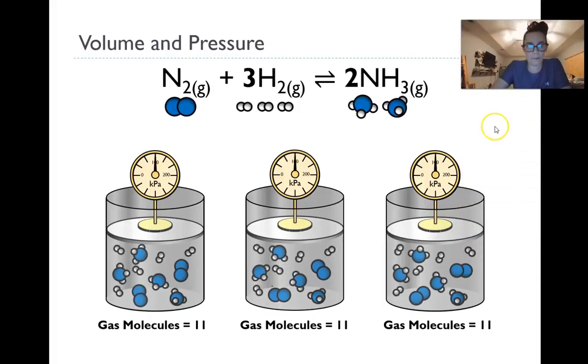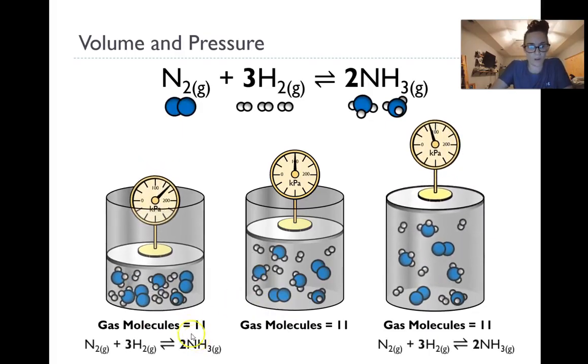So let's look at an example of the Haber process. We have 3 containers here, and you can see that they are all at the same pressure, 100 kilopascals, and they all have the same amount of gas molecules. They have 11 gas molecules total. So let's increase the pressure of the system on the left. The pressure is increased to about 150 kilopascals, and the one in the middle stays the same, and the one on the right, we decreased the pressure.